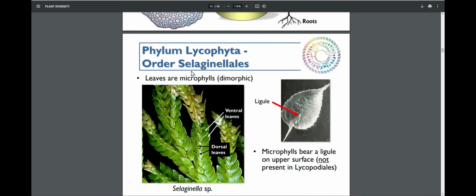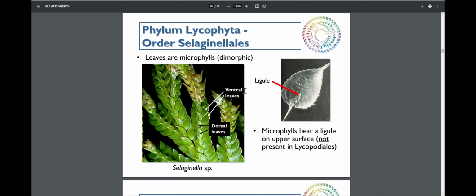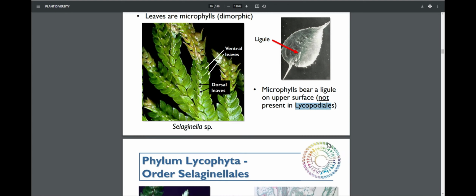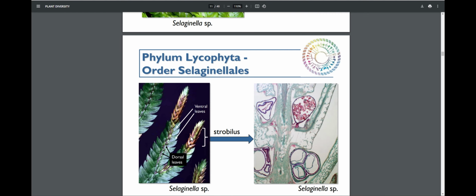For the leaves of Selaginellales, it's dimorphic, not two types but two forms. One is called the ventral leaf, and the other is called the dorsal leaf. The dorsal leaves are a bit smaller in this case, while the ventral leaves are larger. Both the dorsal and the ventral leaves have a ligule, a little spike structure, that is not present in the previous order we mentioned. No ligule in the Lycopodiales. All right, for the strobilus, same thing.